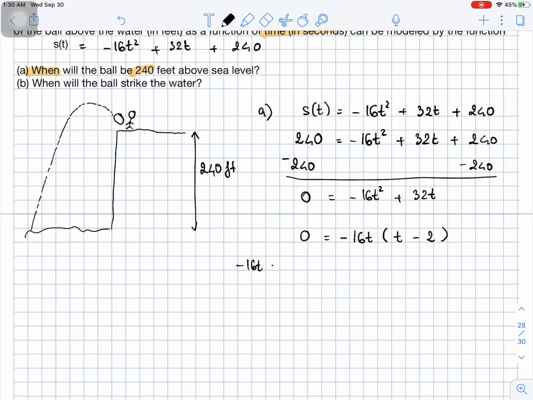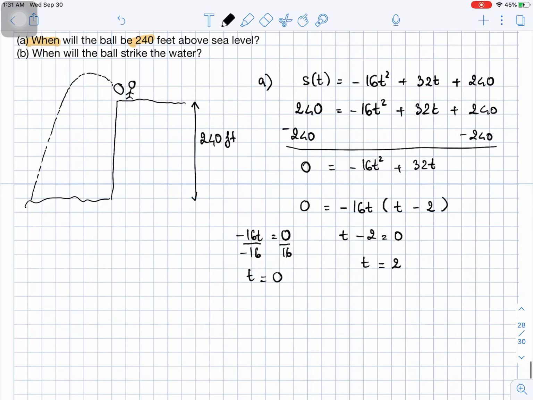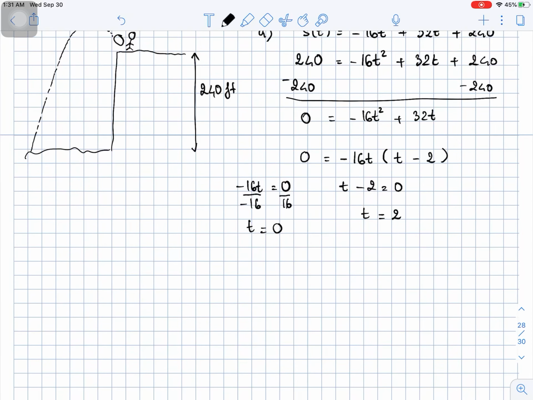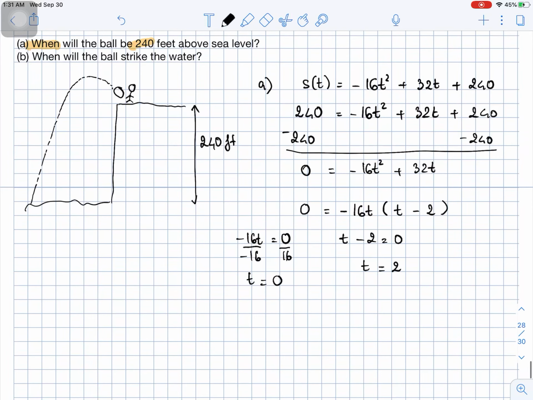We will factor out the negative 16t, and that will be t minus 2. Negative 16t equals 0 and t minus 2 equals 0. Then you divide both sides by negative 16. You get t equals 0, and adding 2 to both sides, you get t equals 2. So now we can answer the question. The question asks us when will the ball be 240 feet above the sea level?